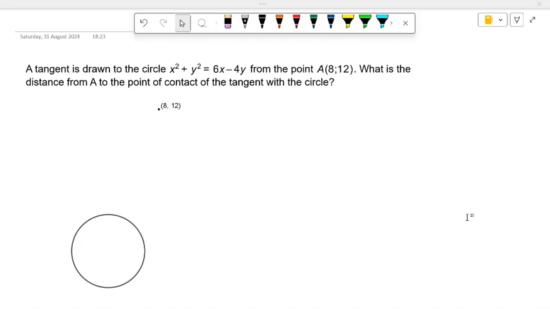Okay, so let's take a look at this question. We've got a circle, not in any form of standard form, and then we've got a point, and the question is, what's the distance from A to the point of contact of the tangent of the circle? It's quite a cool question because I think we're aware that there are actually two tangents. There's one that goes down to the right and one that goes down to the left. But we also know from our circle geometry that those tangents have the same length.